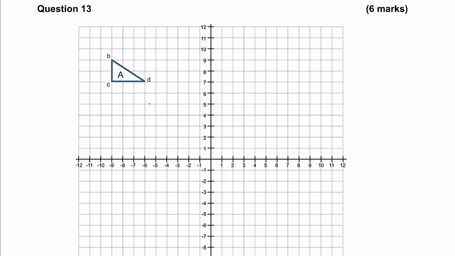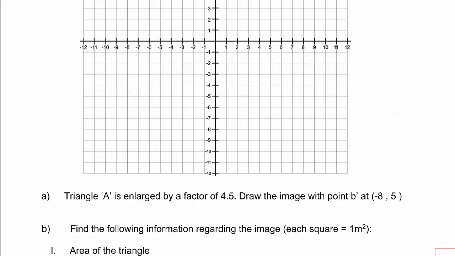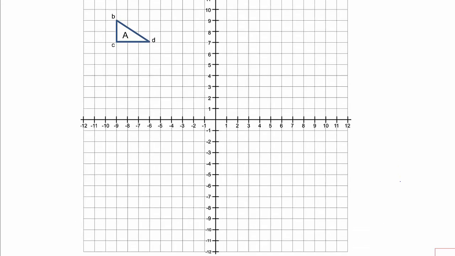Okay, so we've got this triangle here, and we can see it's called BCD. It's called the triangle A, and the vertices are B, C, and D. Triangle A is enlarged by a factor of 4.5. Draw the image with the point B at -8, 5. So -8, 5, and of course this is an image point, so it shouldn't be B, it should be B dashed.